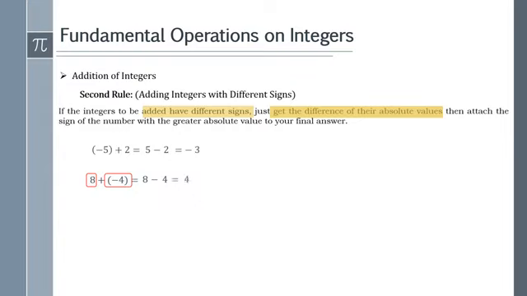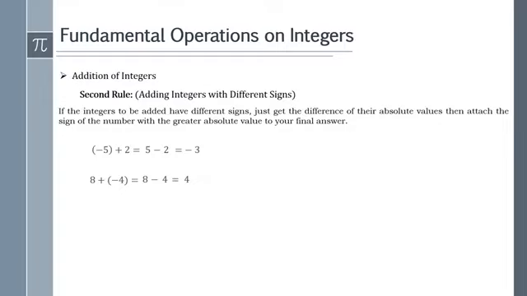Meron pang continuation. Sabi niya, attach the sign of the number with greater absolute value to your final answer. You check now, ano yung greater absolute. So, we have 8 and 4. Ano yung greater? Di ba mas greater yung 8? So, mas greater si 8. So, what's the sign? Ano yung sign ni 8? Di ba positive? So, yun yung answer natin. Okay? So, hindi na natin lalagyan ng plus sign yan kasi as we have said earlier, pag walang sign, that is understood na positive siya.